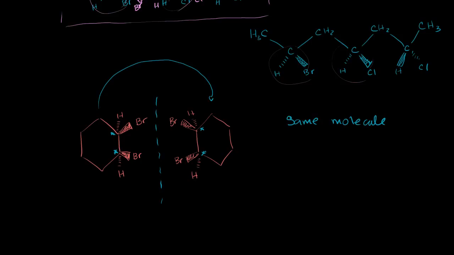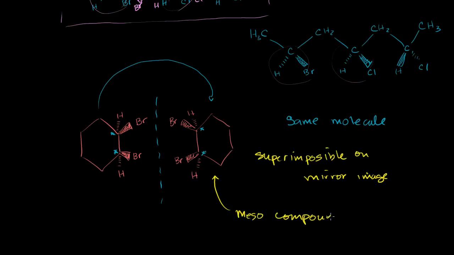It is superimposable on its mirror image. So even though it has chiral carbons in it, it is not a chiral molecule. And we call these meso compounds. Meso compound. We can point to one of them because they really are the same compound. This is a meso compound. It has chiral centers. It has chiral carbons, I guess you could say, but it is not a chiral compound.